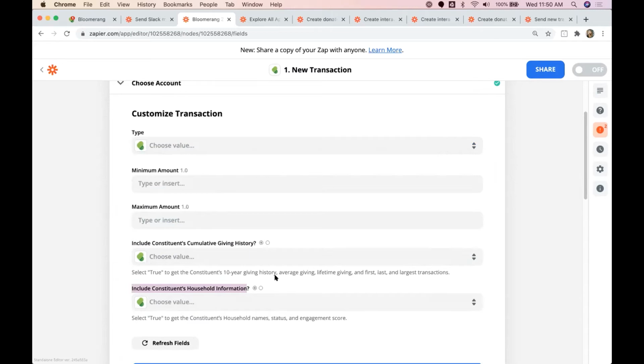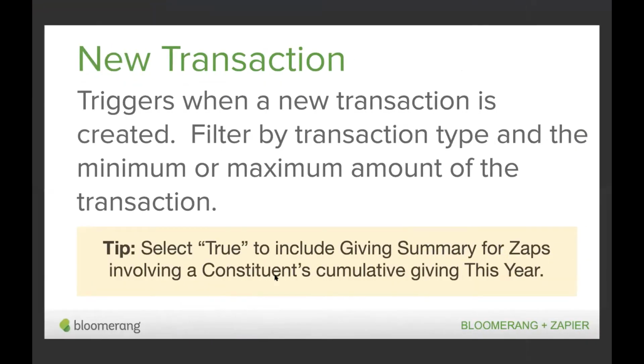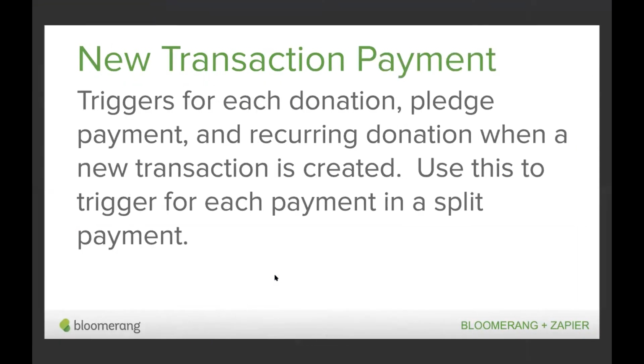Now, similar to the new transaction trigger is the new transaction payment trigger. So the new transaction payment will trigger a Zap to run when you create a new transaction and save it, but only for donations, pledge payments, and recurring donation payments. It will not trigger for creation of a recurring donation schedule or a pledge.